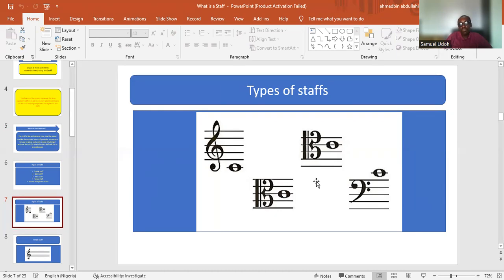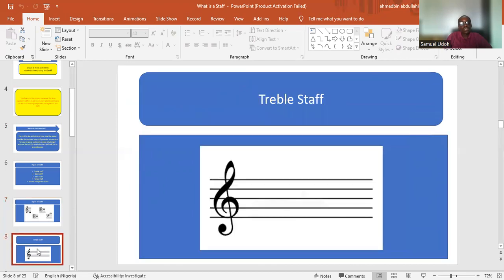Okay. This is the treble clef. This is the bass clef. This is the alto clef. And this is the tenor clef. So this is the treble staff, with the treble clef there.